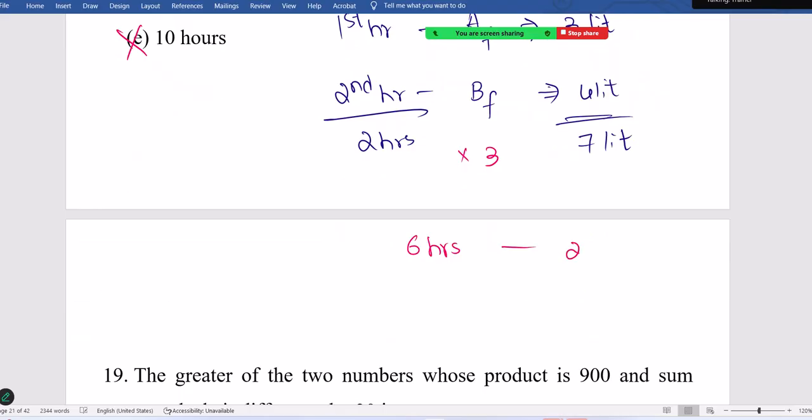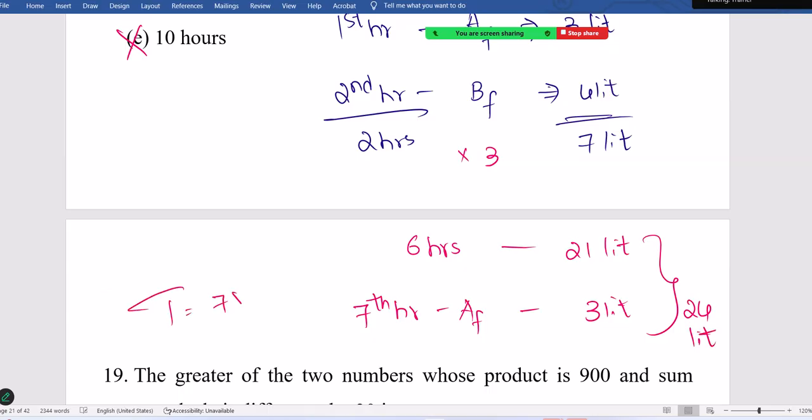6 hours, 21 liters. Now in the 7th hour A will come, as A will fill 3 liters. Total tank capacity of 24 liters is completed. So 7 hours is the answer. Time taken to fill the tank is 7 hours.